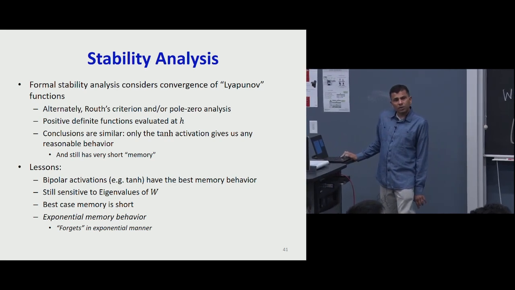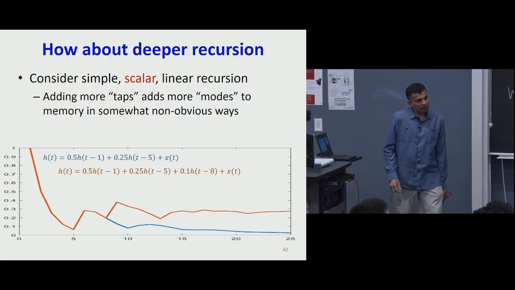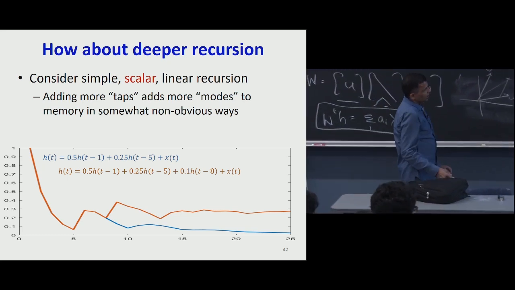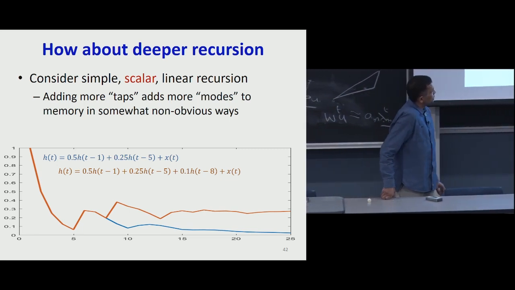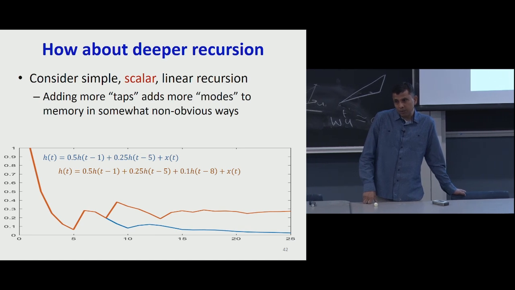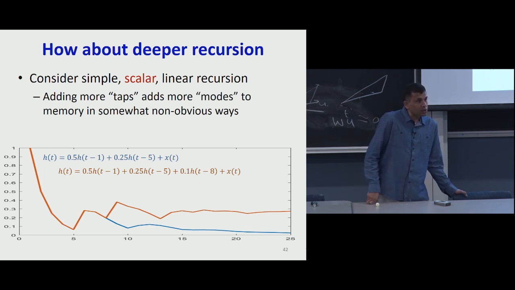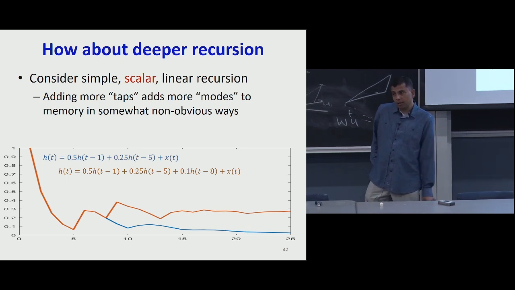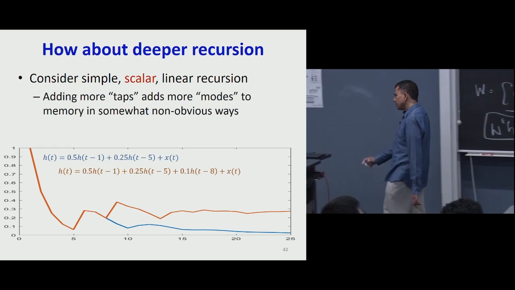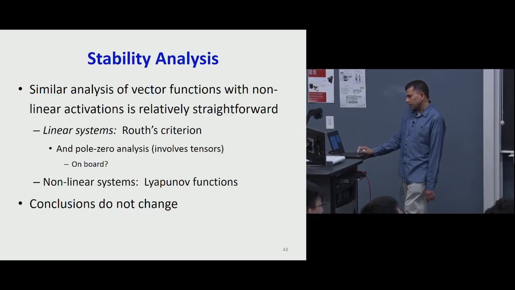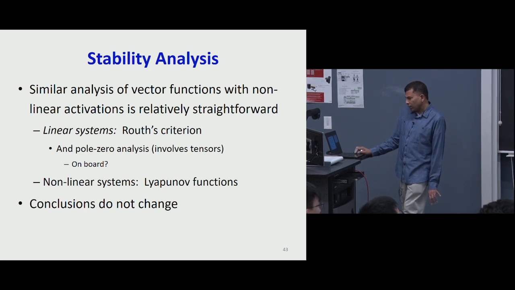Now you can try to account for this by adding deeper recursions, where instead of just looking one step in the past, I'm looking 2 steps in the past or maybe 3 steps in the past. So here I have 2 examples where I'm looking 2 steps in the past and 3 steps in the past. And the behavior is pretty much going to be the same. You're going to get slightly more complex oscillatory behavior initially, but the long-term response is still eventually going to depend only on the parameters of the recursion and not so much on the h values itself, right? How well things are remembered is going to depend on the parameters of the recursion. Even here, the stability analysis with nonlinear activations is straightforward, but the overall conclusions don't really change.